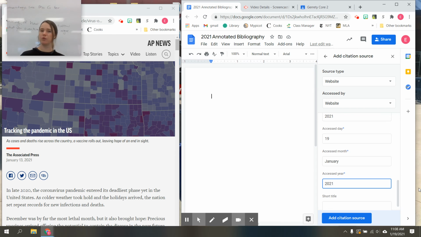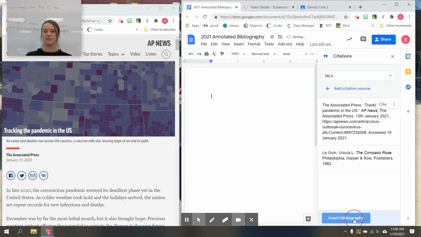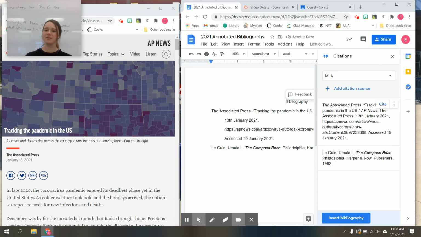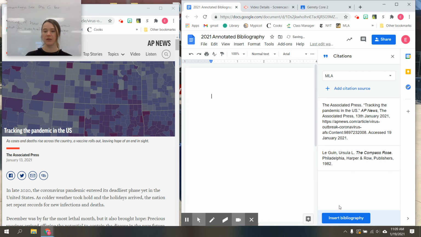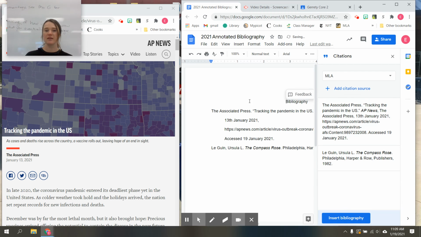Again, I'm not quite sure what Google means by short title, but we don't need it. We are going to go ahead and click add citation source, and here it is. Okay. Now, eventually, when we get all of our sources in, we are going to click insert bibliography, and it's going to give all of us all of the sources information. And another thing it does, which is awesome, is that it indents this area, which is hard to do. So go ahead, get all your sources in.